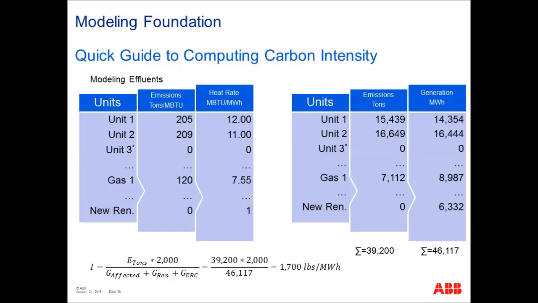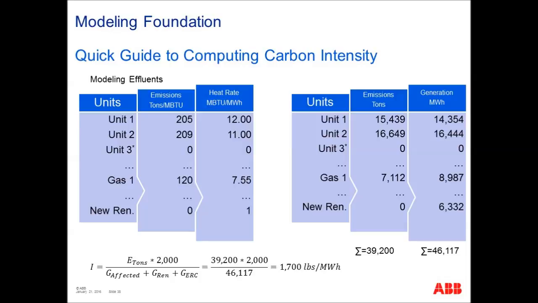Now, a quick guide to computing the carbon intensity. This is an issue that clients run into all the time. They go, oh, we got all these carbon influences, but it doesn't calculate intensity. Well, generally, when we set up something like this in a model, we'll have a modeling effluent. And so, here are some traditional modeling effluents in tons per MBTU. Unit 3 is an unaffected unit, so it may have a carbon emissions rate of 210 tons per MBTU, but because it's an unaffected unit, we don't have to capture that and look at it.